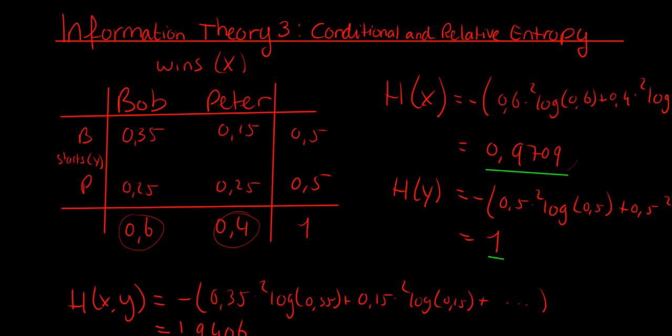And actually, if we think about it logically, that's true. If Bob can start, we have a probability of 0.35 and 0.15 of winning. So we are more sure that Bob will win because he has a higher probability. However, if Peter can start, we see that they are both equally likely to win. So if it is given that Peter starts, we actually grow more uncertain of the outcome, which is logical in this case.